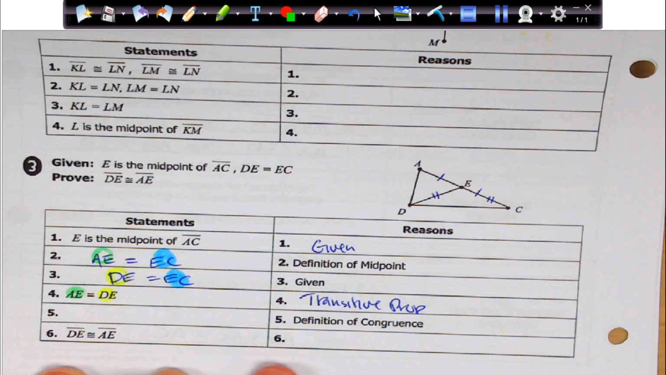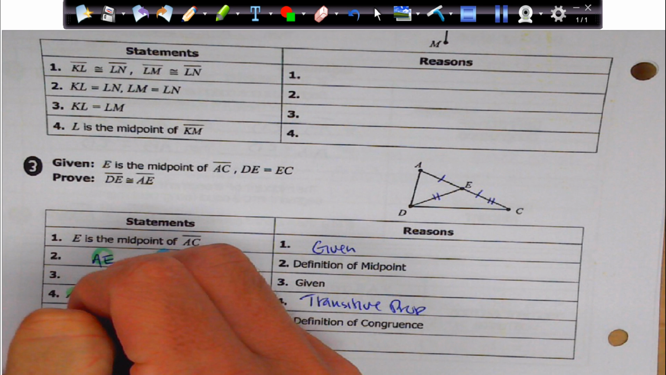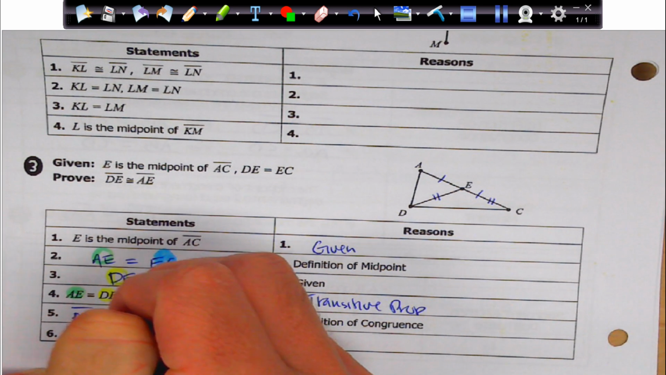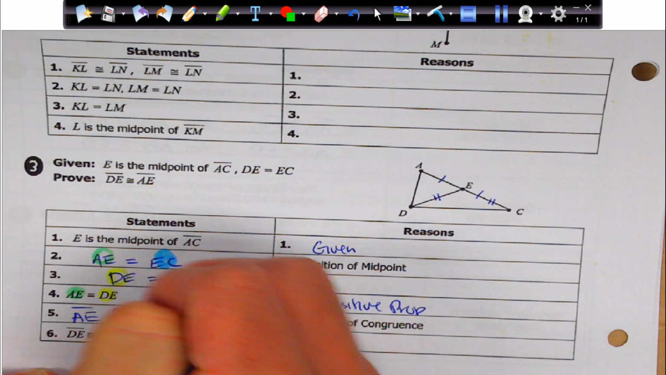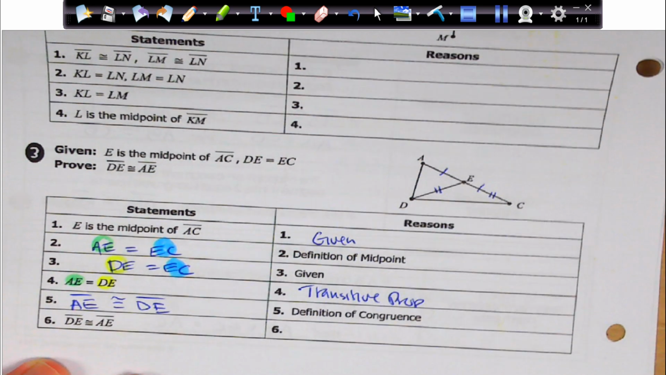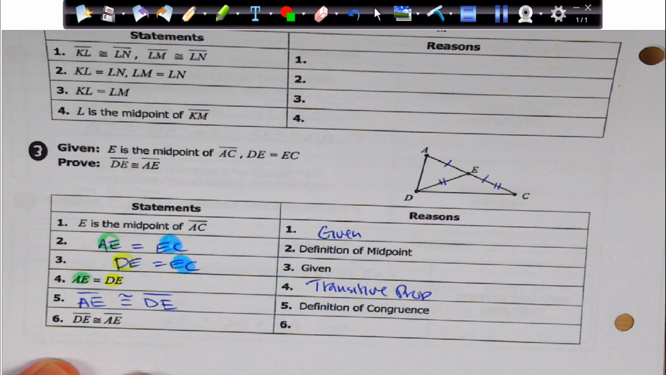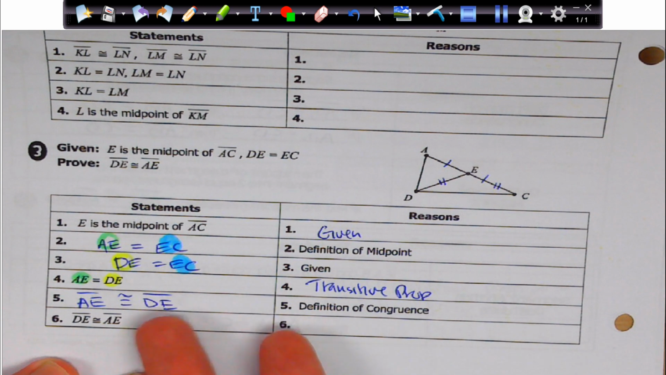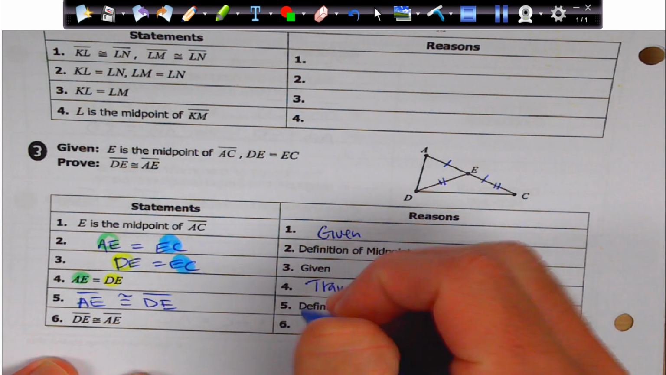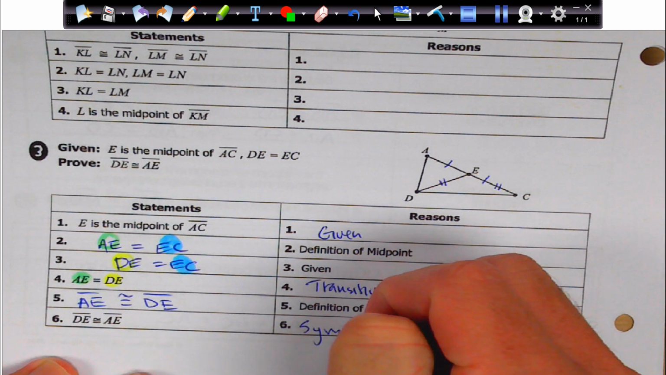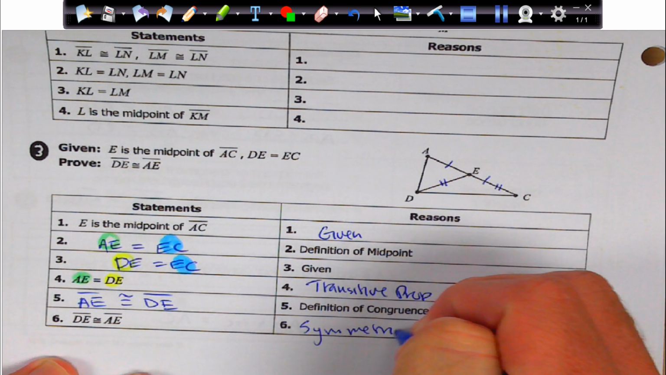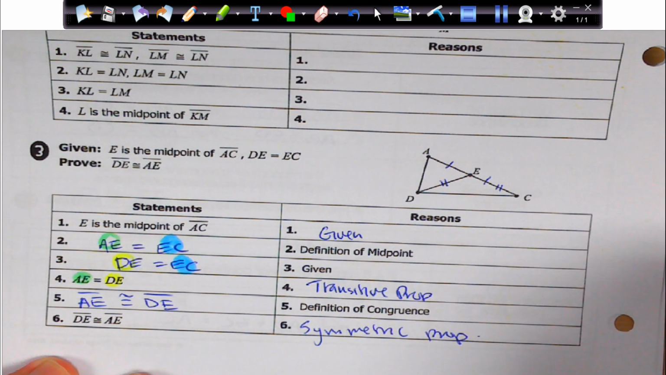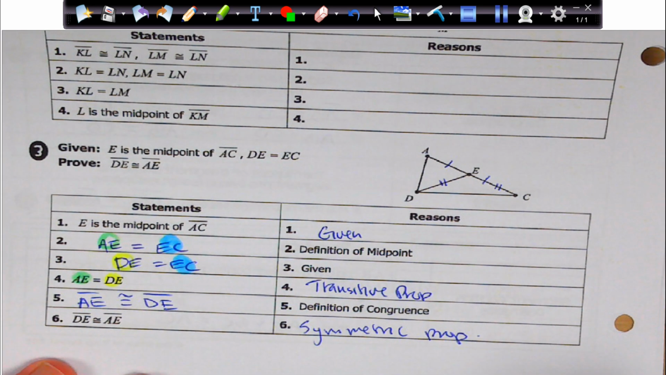Okay, now it says definition of congruence. That means I'm converting AE equals DE into AE is congruent to DE. And then this last bit is a little bit of fun. It wants DE first and AE second. So how do I go from here to here? Well, I'm just going to flip those two, so I'm going to use my symmetric property to do so. All right, cool. Moving on.